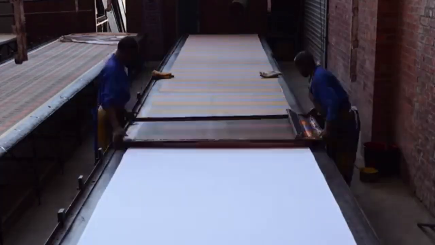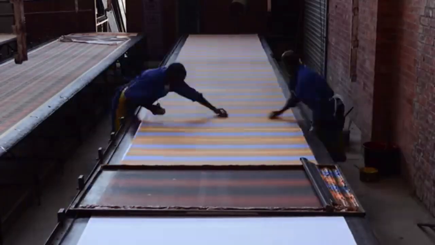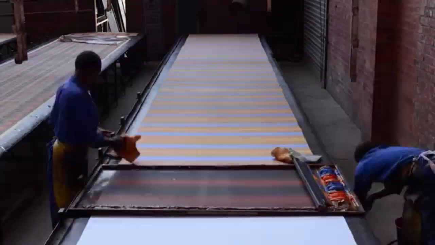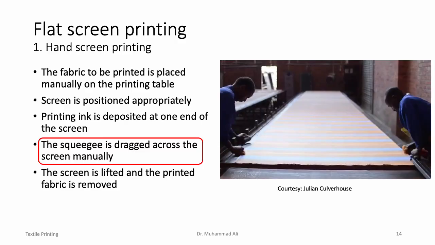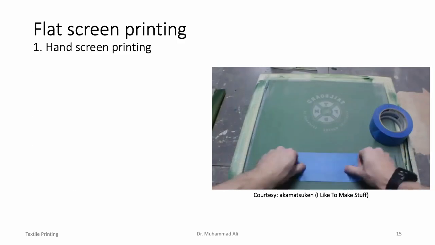So that's how the process is repeated over the entire length of the fabric. And so in the end, you get a printed fabric. Now, in this particular video, you can see that it's a relatively larger length of fabric that they are printing. However, screen printing can be done for smaller articles, for instance, a t-shirt.